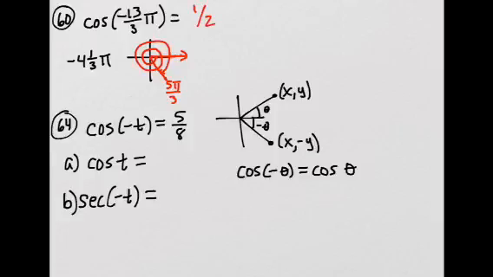Okay, number 64 deals with the even-odd function, so just a quick reminder. Here's positive theta and negative theta, and then these are the corresponding coordinates. Notice that cosine, which is x, does not change regardless of whether you have a positive or a negative angle. It's the same sign. So cosine of negative t would be equal to cosine of t.